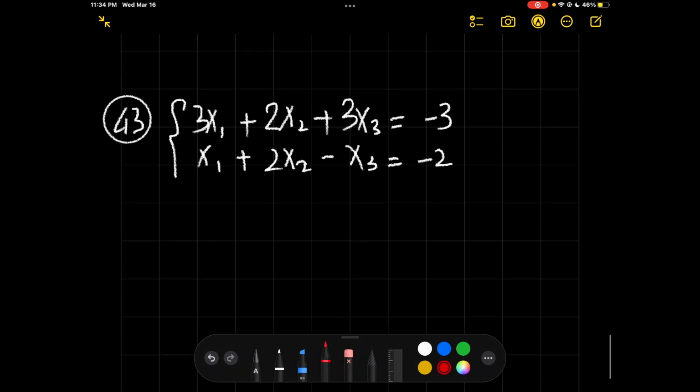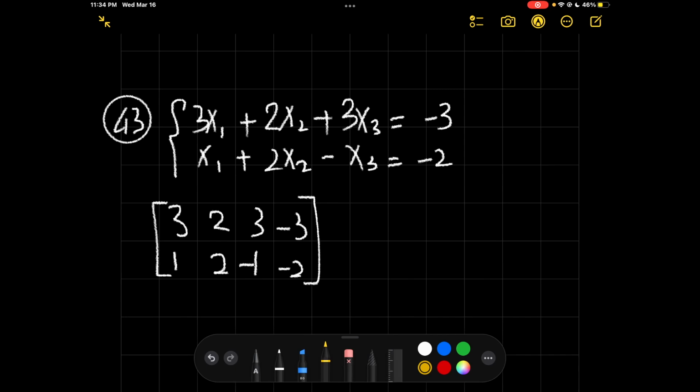Okay, let's move to question 43. We have 2 equations, 3 variables. There's no way we can find all corresponding numbers by the reduced echelon form because we don't have the third equation to establish the third variable. So let's write it as an augmented matrix. We have 3, 2, 3, -3, 1, 2, -1, -2.